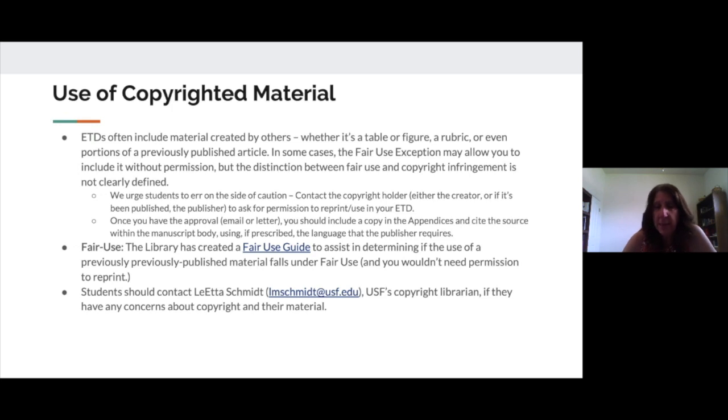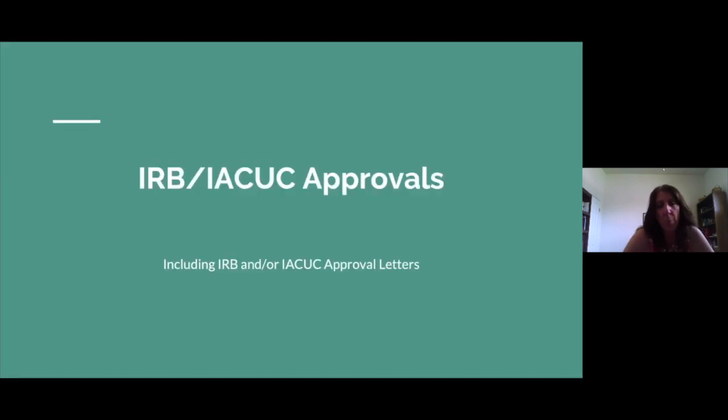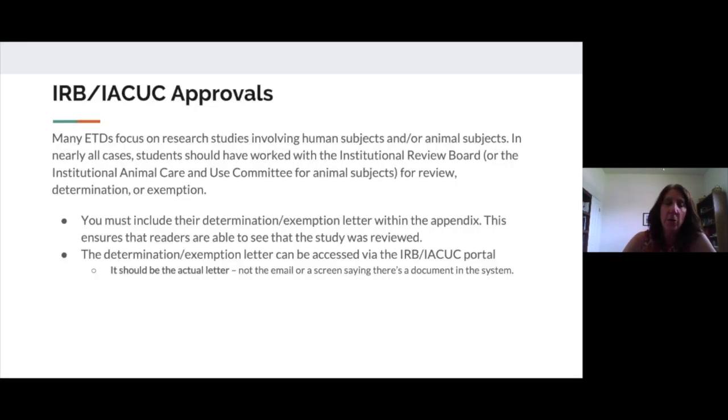The next thing is the IRB and IACUC approvals. IRB is for human subjects, IACUC is for animals. What I want you to do is include the approval letter in your appendix. So the appendix starts getting messy, okay, but we're going to be looking for it. You need to include this approval.